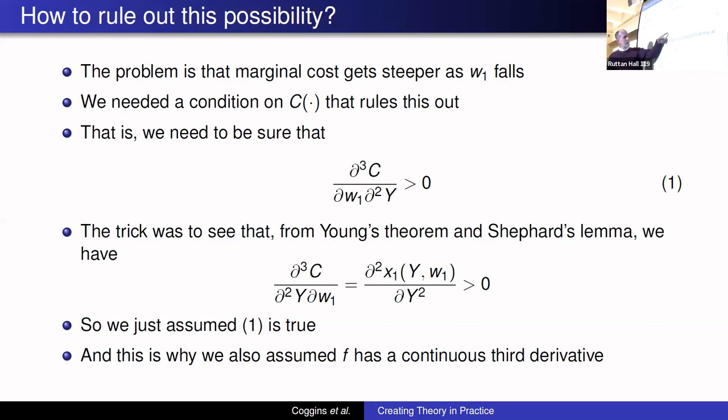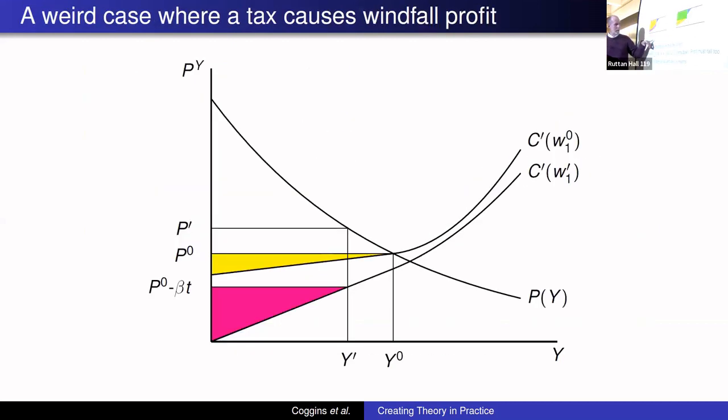the first derivative of C with respect to W is demand. And we need to have the slope of the demand curve, the slope of the marginal cost in the output side, not getting bigger as W goes down. So this inequality rules out this possibility that the slope of marginal cost gets bigger as W goes down.